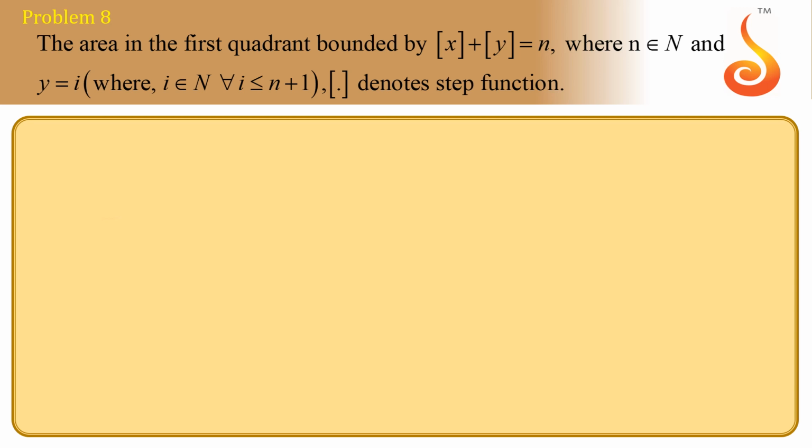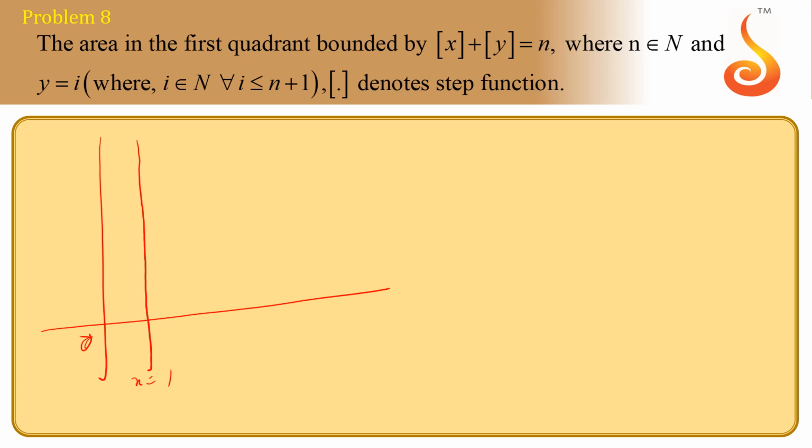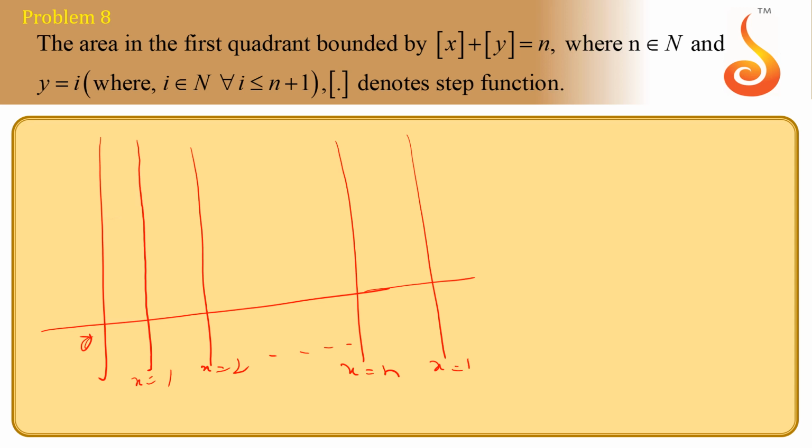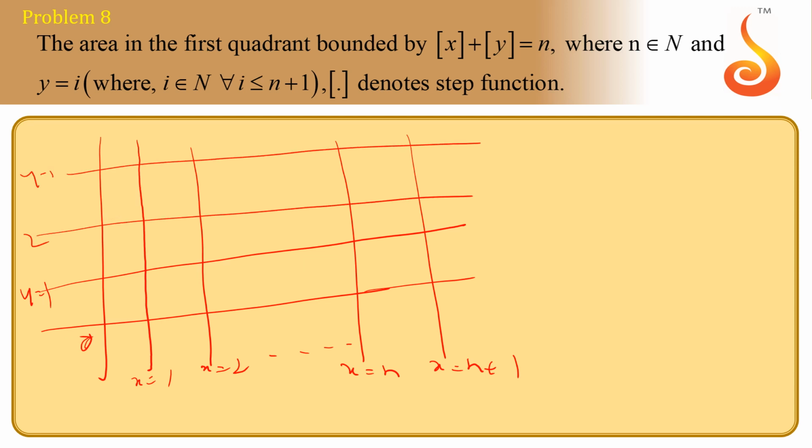Now, if you draw the graph, because it is in the first quadrant only, so this will be x equal to 1, x equals to 2, and so on, x equal to n, x equal to n plus 1. Similarly, y equal to 1, y equal to 2, and so on, y equal to n, y equal to n plus 1.